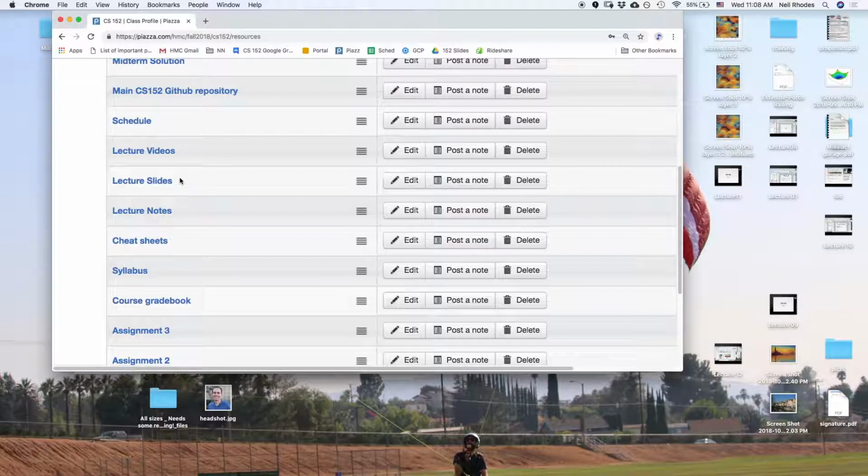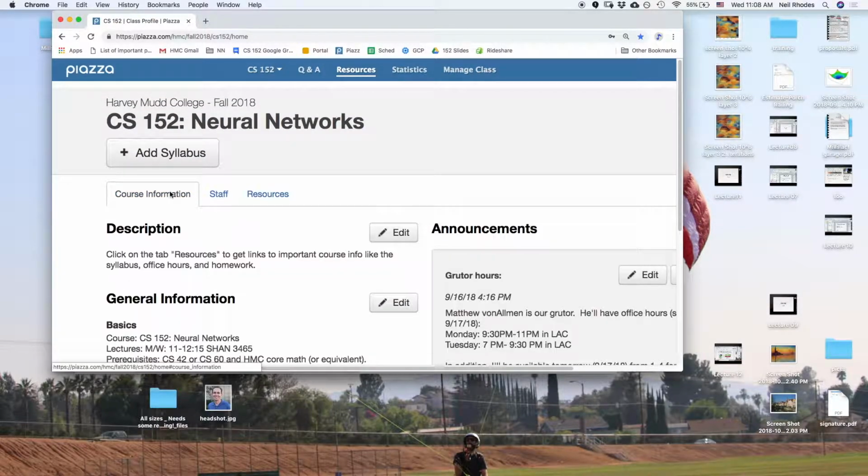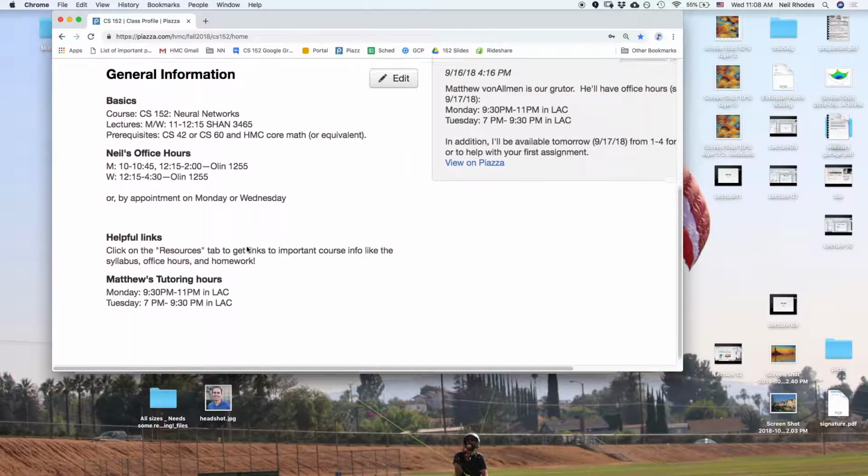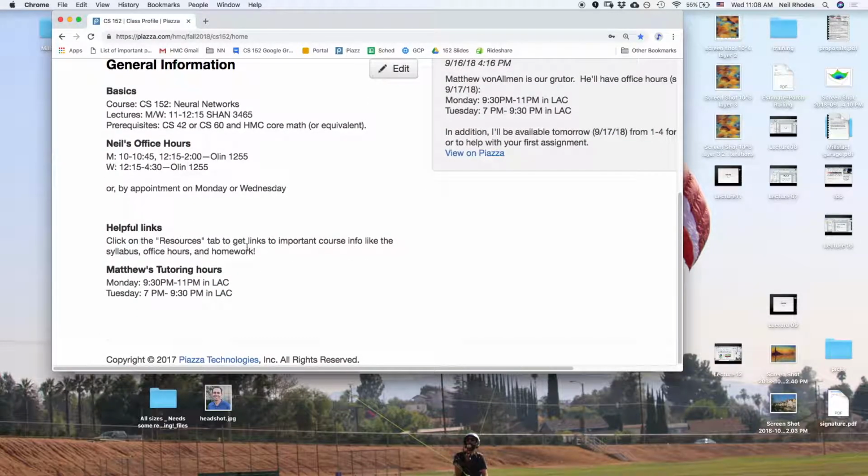Someone thought it'd be really cool if we had a student tutor, like a Gruder. And I thought, wow, we have one. So I haven't been very good at communicating. Matthew took this class last year, and he's got these 3 hours of office hours. All right. Has anyone talked to him? Excellent. Okay.